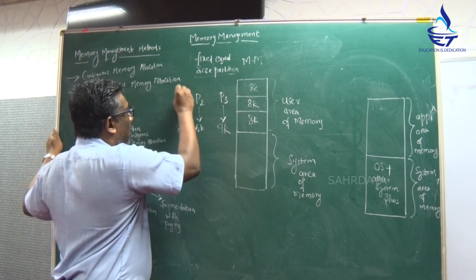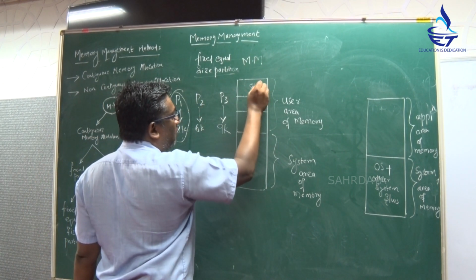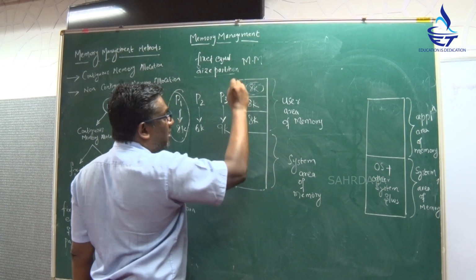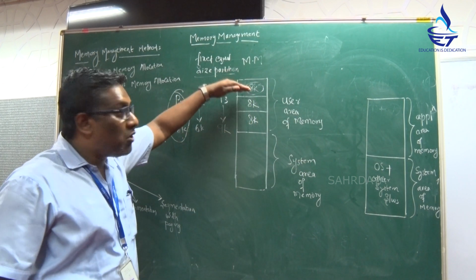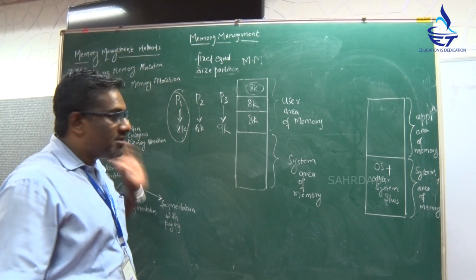So we can place P1 in the first memory block. So we are utilizing the entire memory block. There is no wastage of memory. And second case, P2. In P2, what is the size?